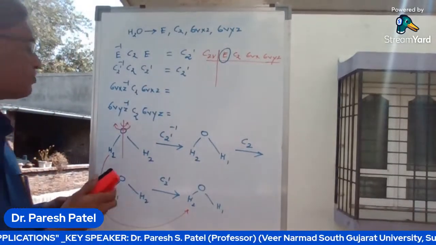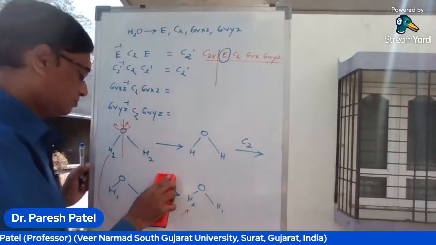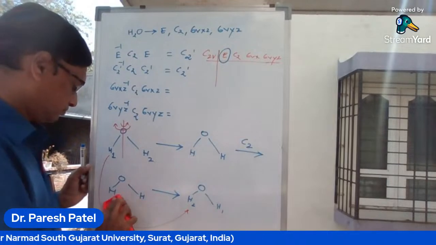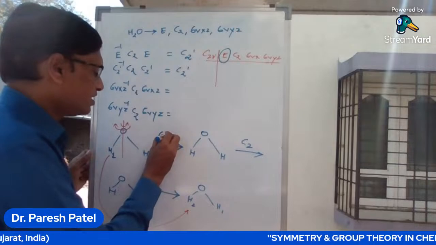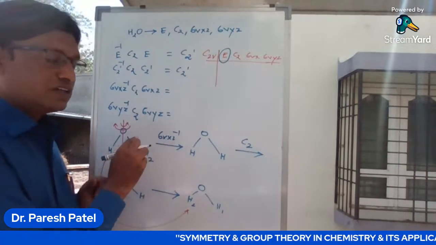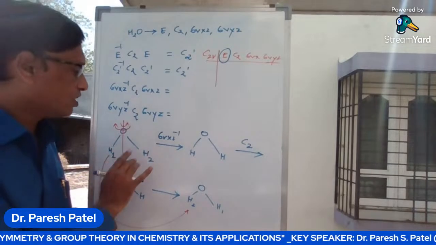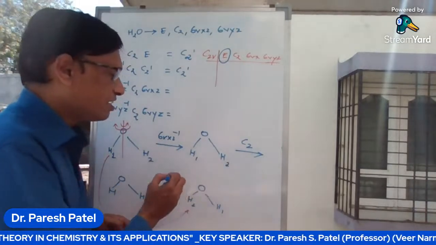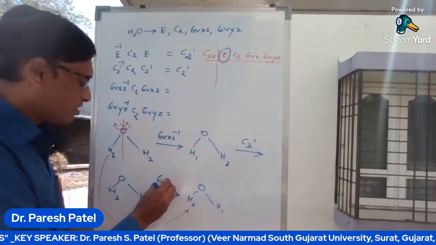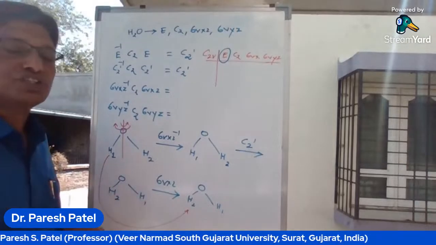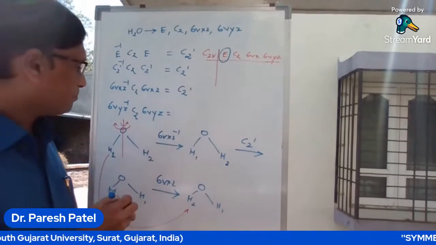Similarly, if you go for sigma v xz, if we operate sigma v xz or sigma v xz inverse, there is no change in the position of the hydrogens in the case of the water molecule, and for its inverse the answer will be the same. Again, we have to go for the C21, it means 2 and 1, and again sigma v xz. So there is no change in the position of the hydrogens. So the overall result is the C2 or C21. Both are the same.